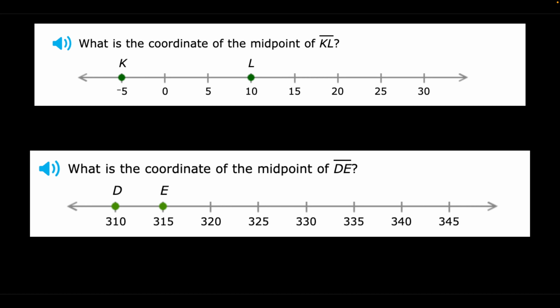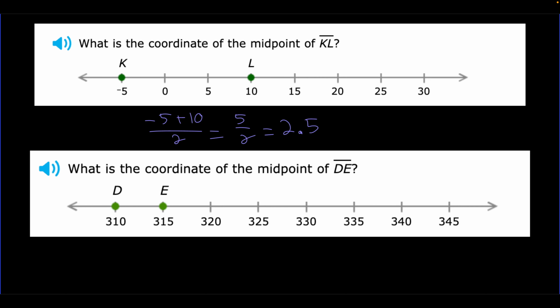Okay, now that you've had time to work these problems, let's check your solutions. Okay, for the first problem here is the work. Final answer should have been 2.5. And for the second problem here is the work. Final answer should have been 312.5.